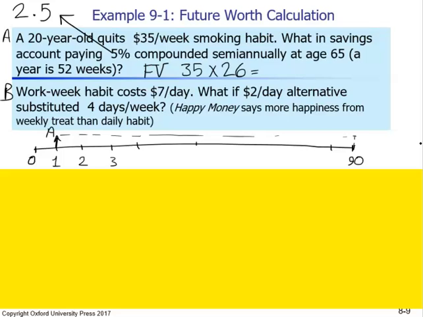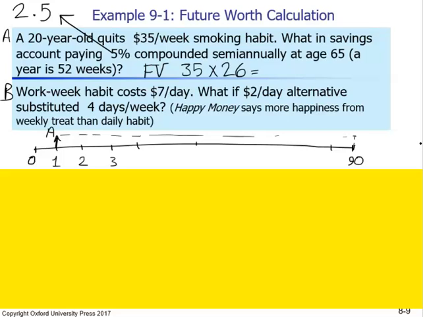The other one is not that drastic a change. No, it is just some adjustment. Okay, a work week habit costs $7 per day. So it is talking about something that happens every day, and all of us are familiar with that type of thing. What if a $2 per day alternative is substituted?